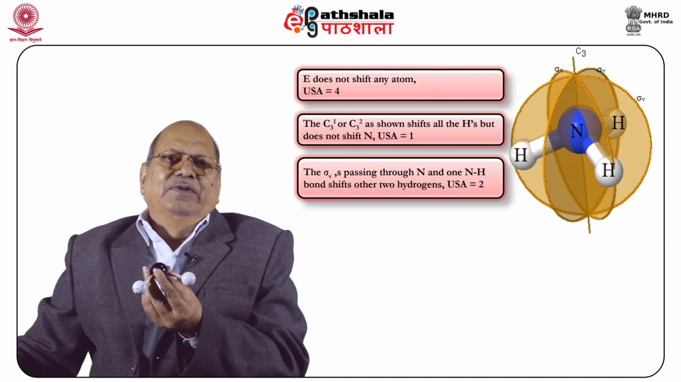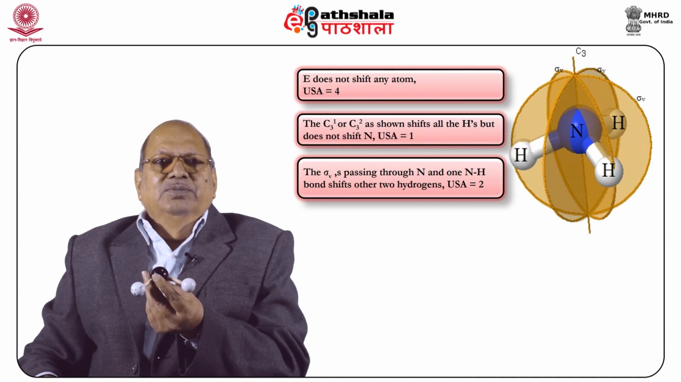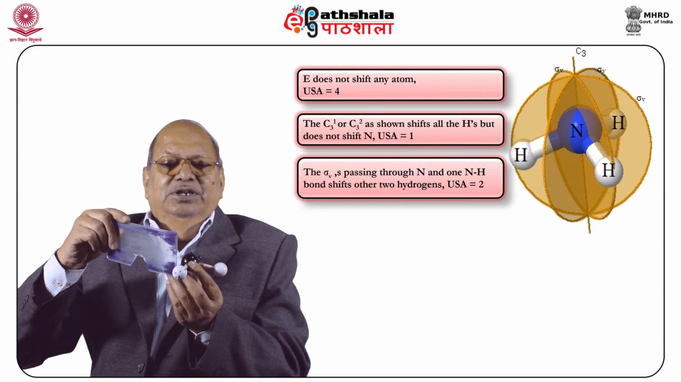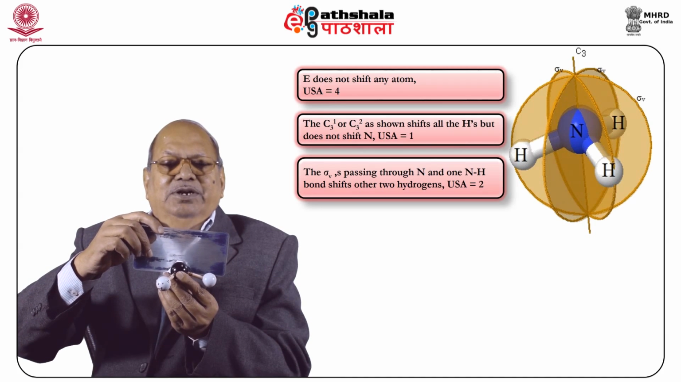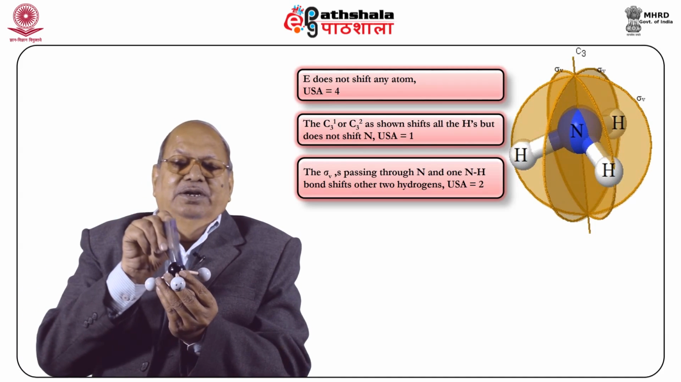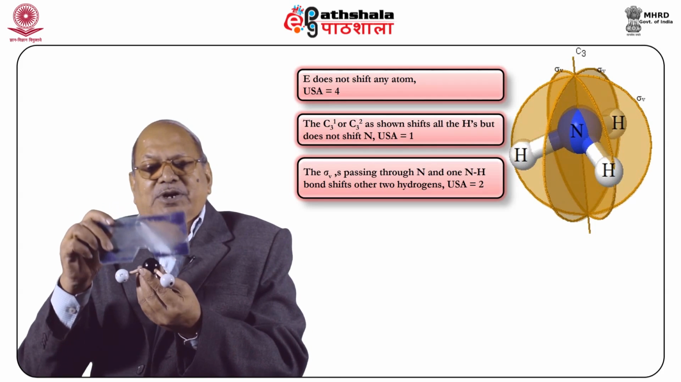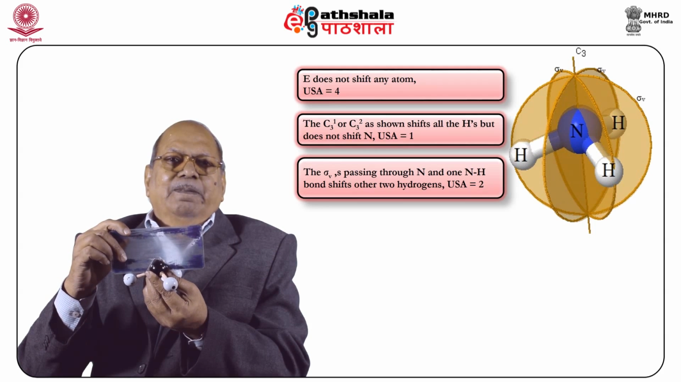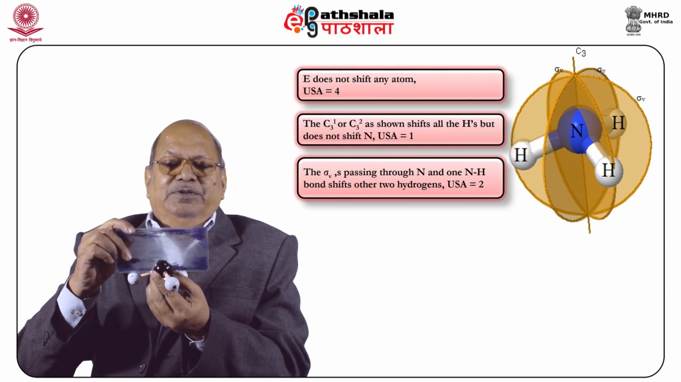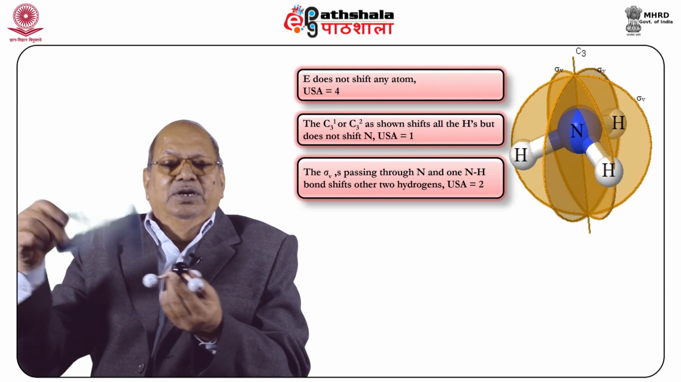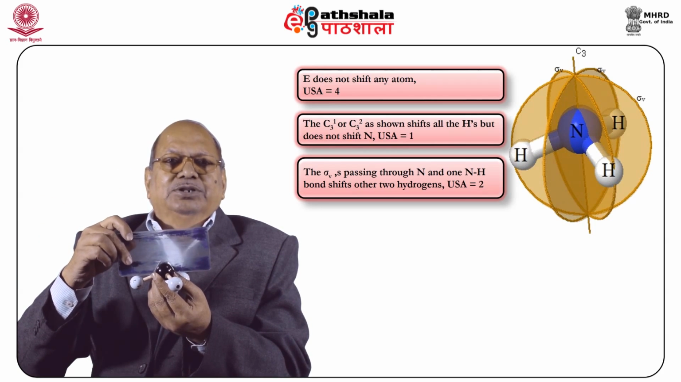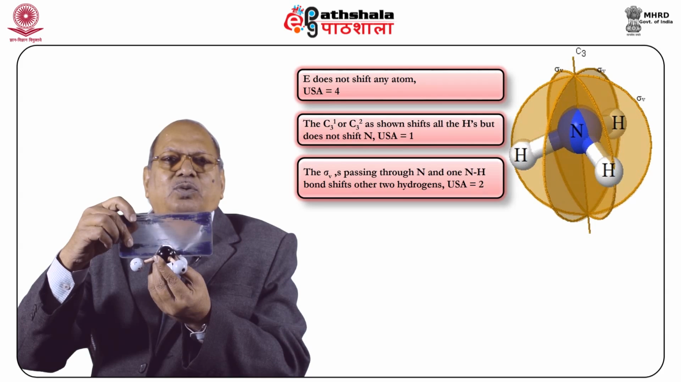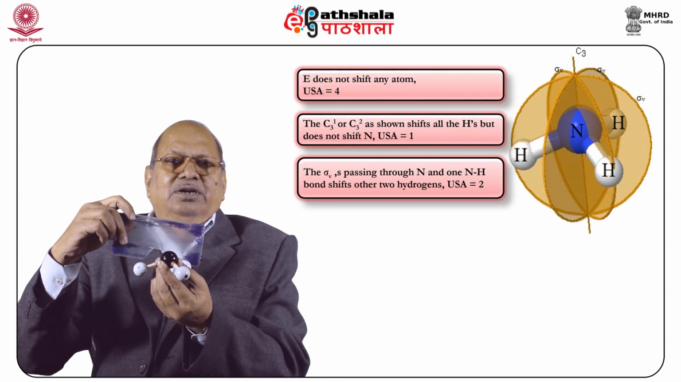Now let us see the effect of sigma v. Taking this one, it contains one of the bonds and bisects the angle between the other two. It has this one, this one and this one, so there are 3 sigmas. If I take it like this, how many atoms are shifted? These two will be shifted, and this will not be shifted because it lies in the plane. So by performing sigma on this molecule, 2 atoms are not shifted and 2 atoms are shifted.